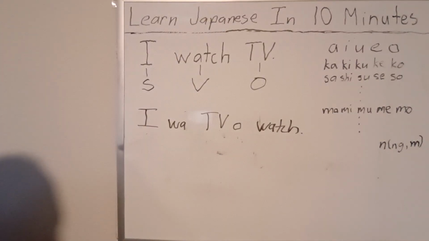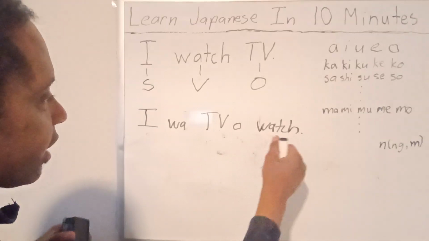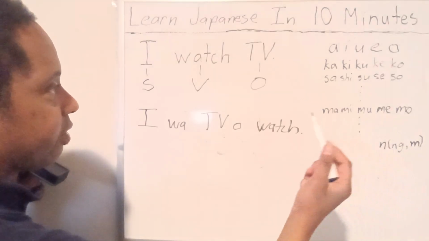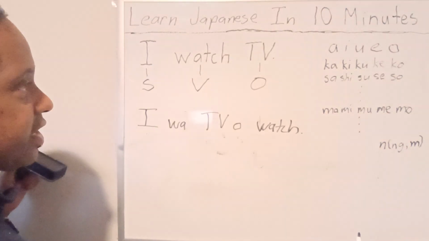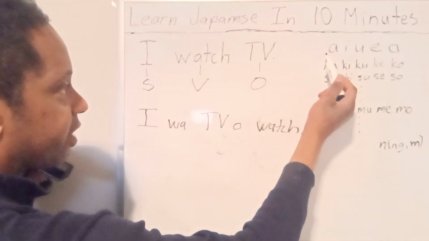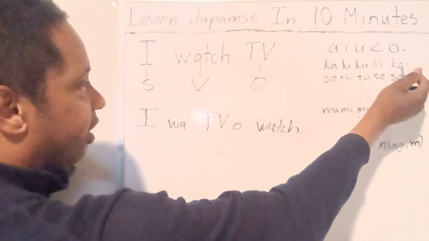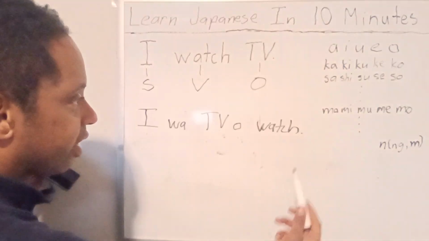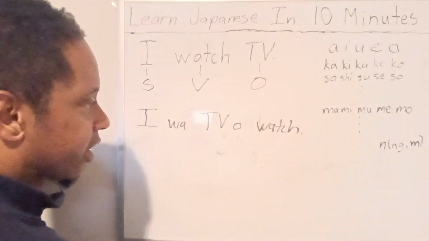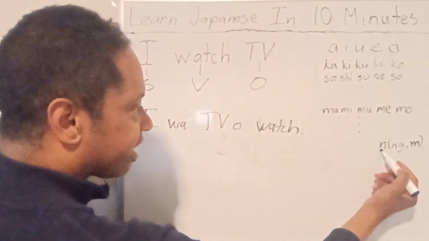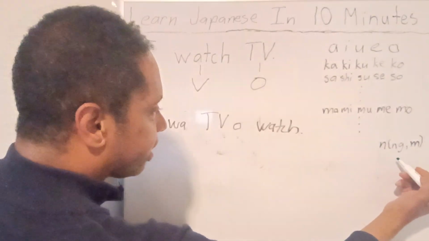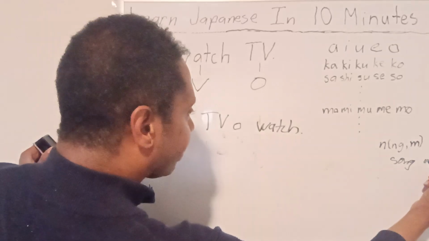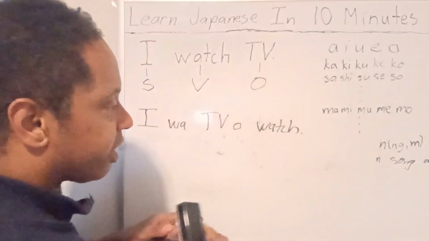Before we go over verbs, first let's go over the Japanese alphabet. We have an alphabet in which you say your ABCs, A, B, C, D, E, F, G. Well, they also have their alphabet. A, I, U, E, O. Ka, ki, ku, ke, ko. Sa, shi, su, se, so, etc. Even ma, mi, mu, me, mo. The only odd one is the very last, like a letter N, which can also be NG, like song, or M. That's what that one letter is.